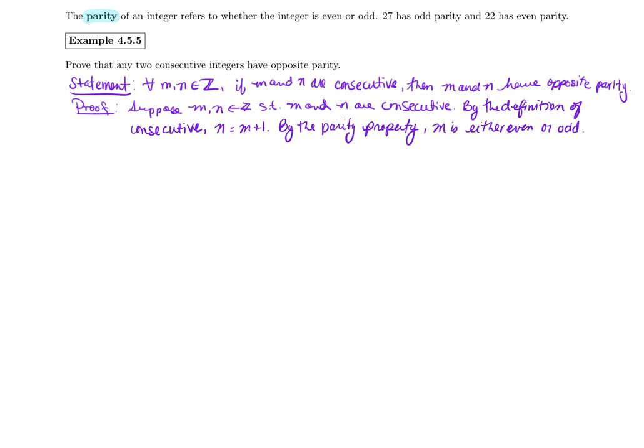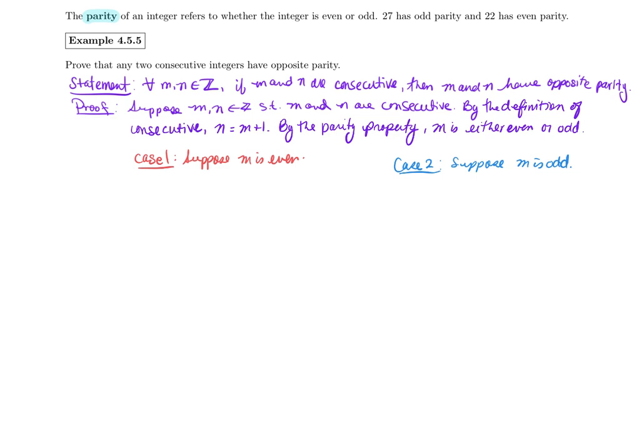So you want to include by the parity property, m is either even or odd, because now those are our two cases. I'm going to put them in different colors so you can see where the two cases are, but you don't have to do this. So for case 1, we're going to suppose m is even. And then for case 2, I'll put that one in blue, we will suppose m is odd. And we have already said that m is an integer, so we don't have to repeat that here. So let's look at case 1 where m is even.